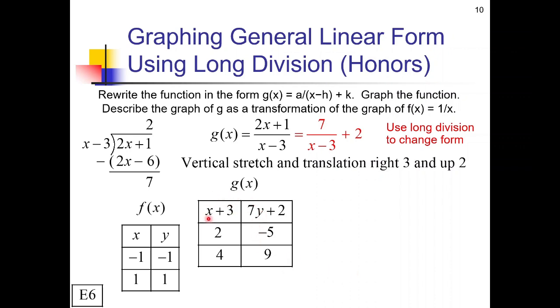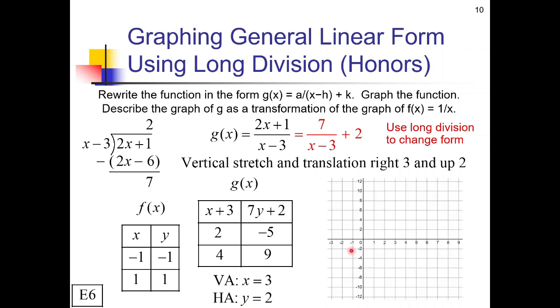New asymptote, we're adding 3 to x, so we have x equals 3 for the vertical asymptote, and we're shifting up 2, so our new horizontal asymptote is going to be y equals 2. So putting all that on our graph, here's our vertical asymptote at 3, horizontal asymptote at 2. We have the point 2, comma, negative 5, which is right there, and 4, comma, 9, which is all the way up here. And then here's the first branch and the second branch.